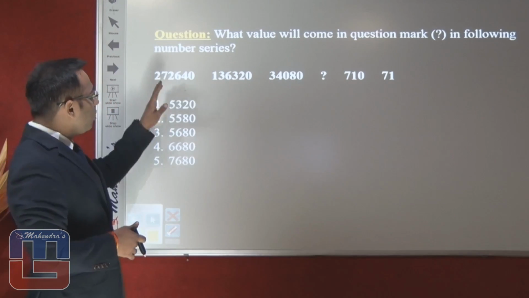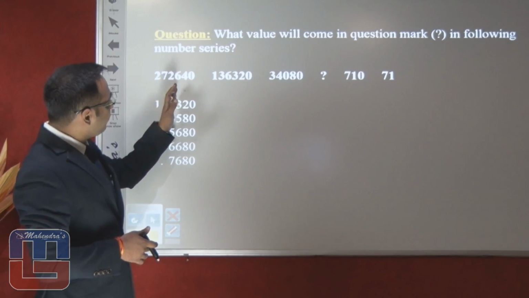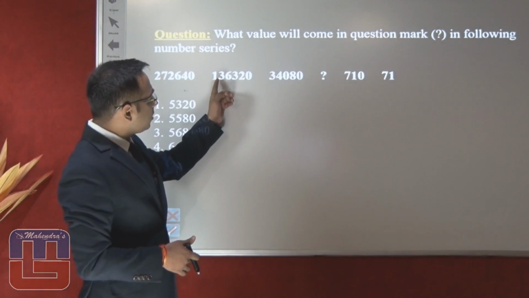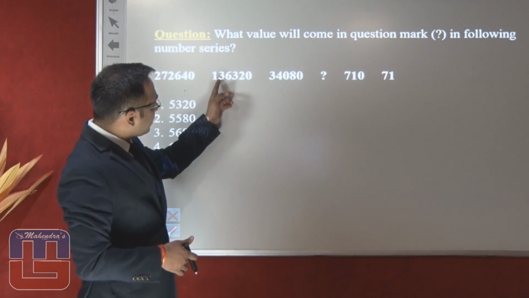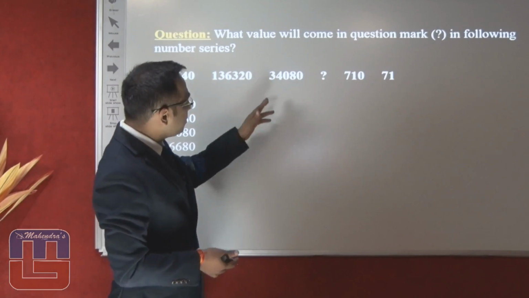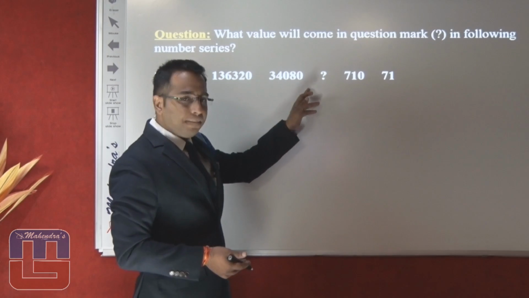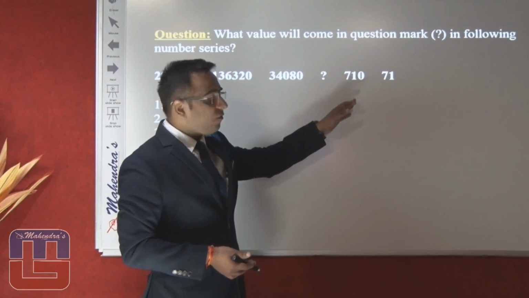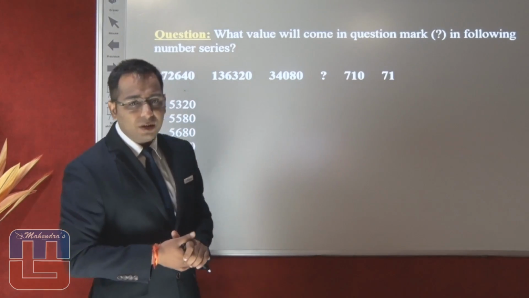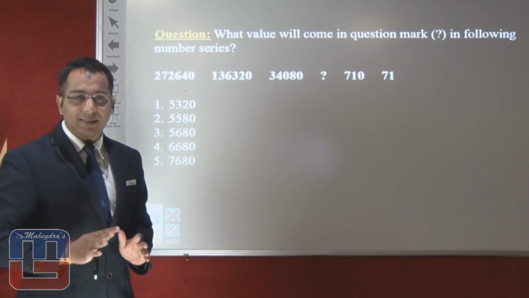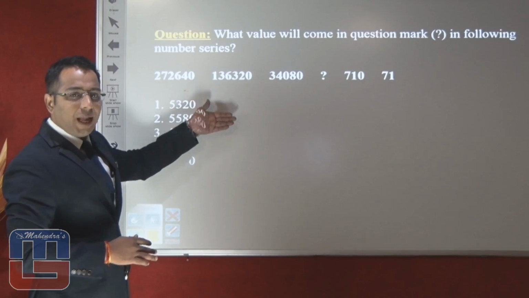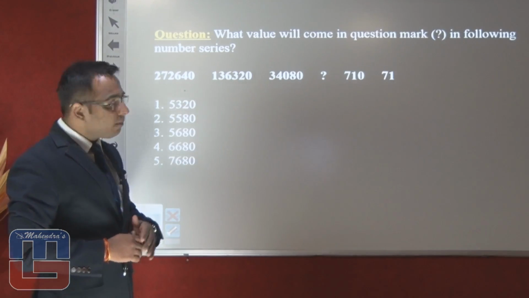The first value is 2,72,640. The second number is 1,36,320. The third value is 34,080. The fourth value we don't know. The fifth value is 710. The next value is 71. So the first thing we have in mind is that the values are divided by some numbers, because as we can see, the values are getting reduced every time with a large variance.